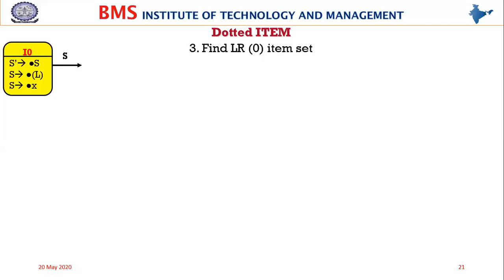From I0, the first move I can make is consuming S. When I consume S, I'm going to reach a state S' produces S dot.